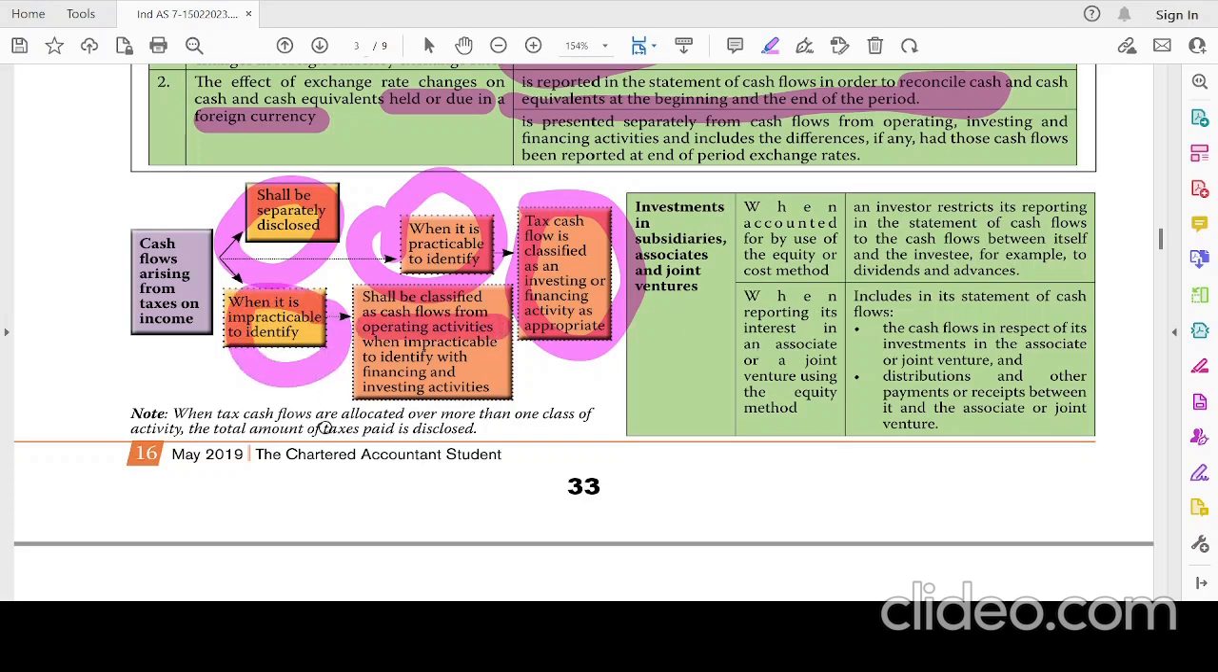Now, when tax flows are allocated over more than one class of activity, the total amount of tax is to be disclosed. Somewhere at the end of the cash flow statement, I have to disclose the total amount of taxes paid. I have to add all the taxes and show that here.